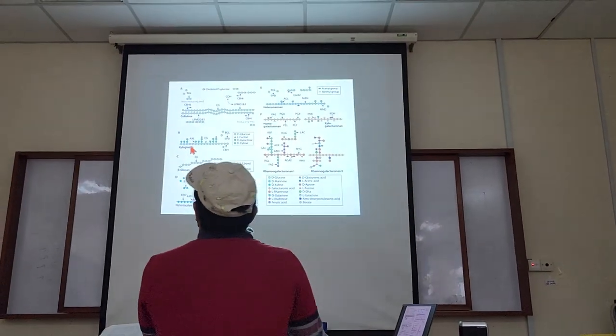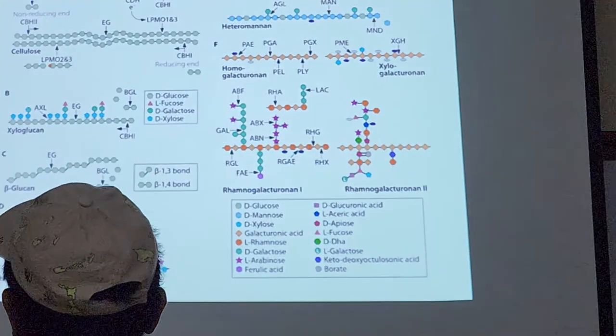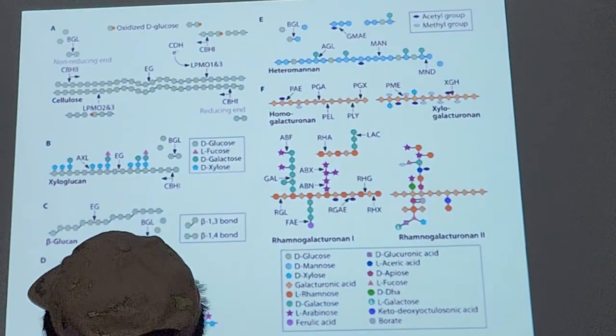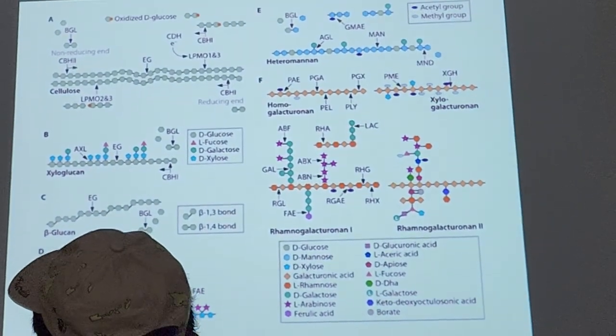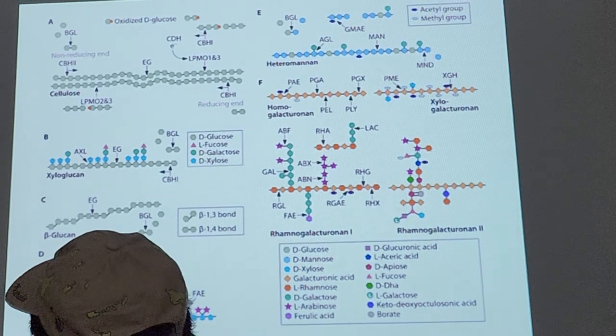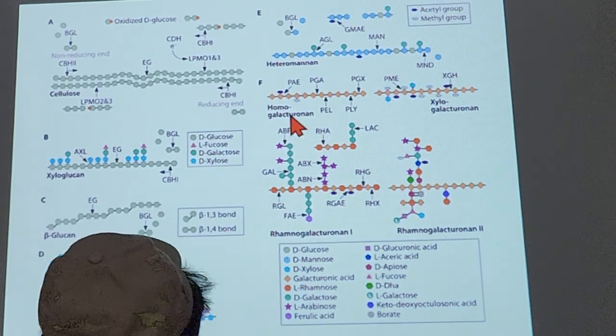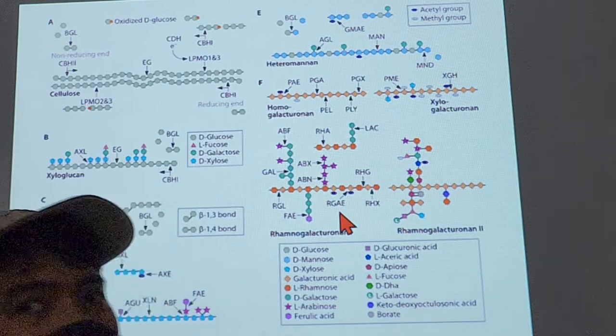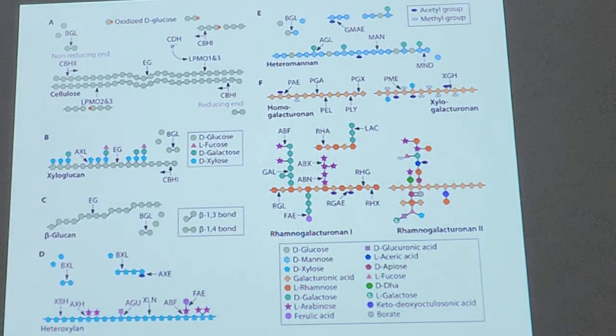Right? And then what else? You got your glucan. You got your heteroxylan, homogalacturonan, and rhamnoid, and so on. There are so many types. You don't have to remember all of this. I just want to tell you this thing is actually present, and you might be sitting on it or wearing it.